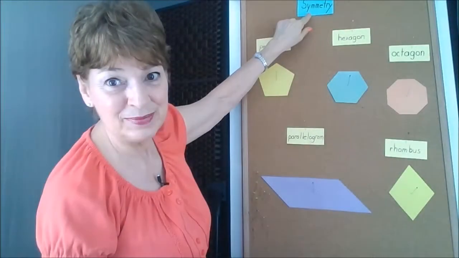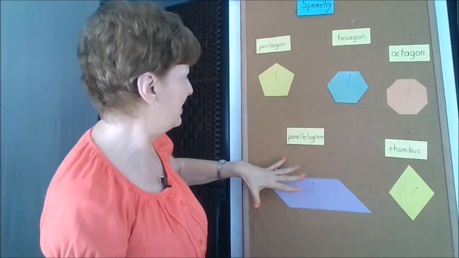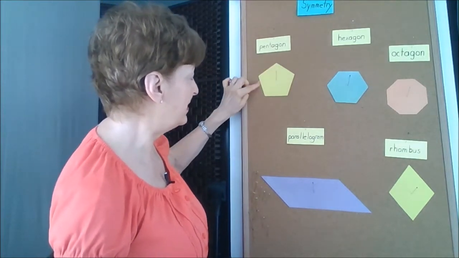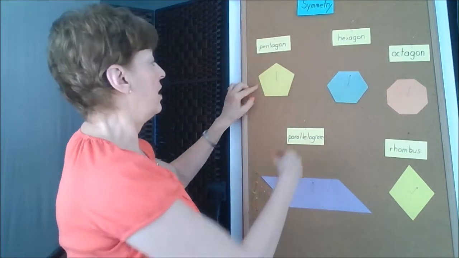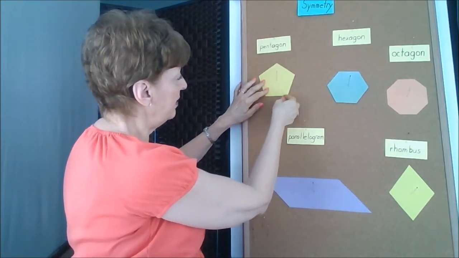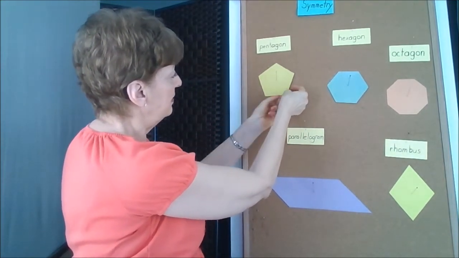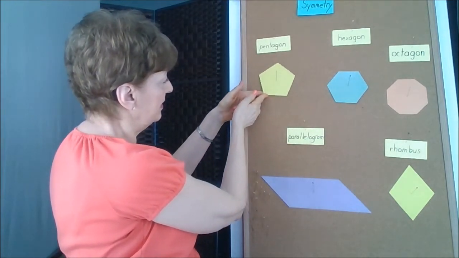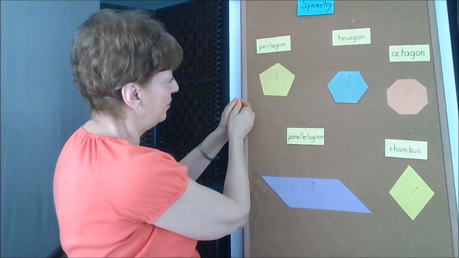Let's check out the symmetry for these shapes. Pentagon, remember that had the 5 sides to it? Okay, I'm going to spin. Here, I'm going to take this corner here and move it. When I do, does it look like the pentagon that we had before?